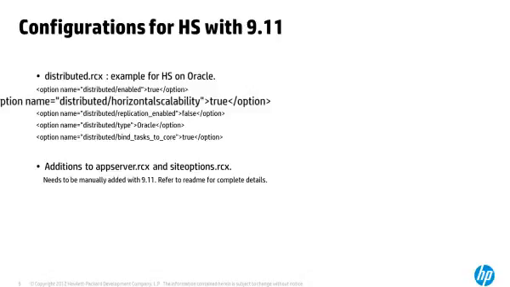If you are on a horizontal scalability and you move to 9.11, you should have this option. Besides this option, there are two more options that are mandated with this 9.11 release, and those get into appserver.rcx and siteoptions.rcx. So the README has that information on how to set that.